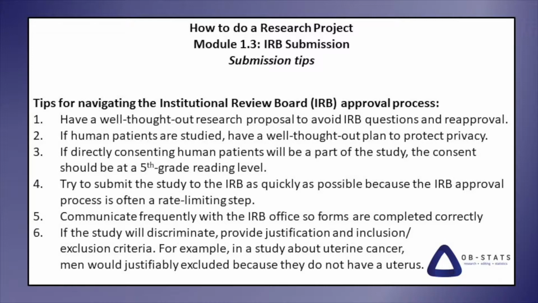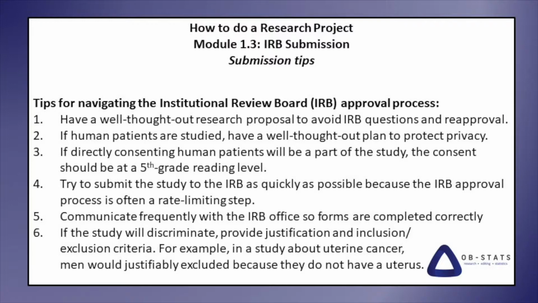1. Have a well-thought-out research proposal. Otherwise, the IRB will raise multiple questions that must be addressed prior to reviewing the study for approval. 2. If human patients are being studied, have a well-thought-out plan to protect privacy. 3. If directly consenting human patients will be part of the study, the consent should be written at a 5th grade level. 4. Try to submit the study to the IRB as quickly as possible because the IRB approval process is often a rate-limiting step.